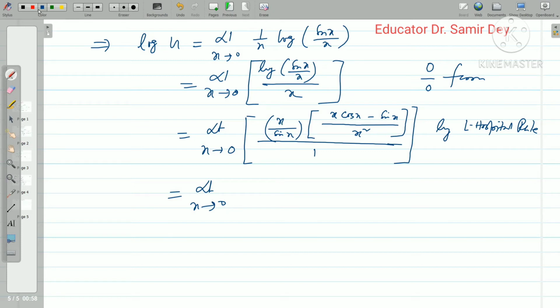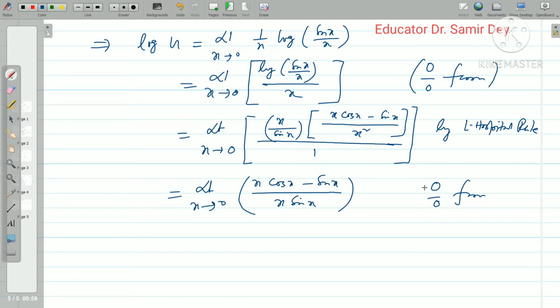here x cancels with x. What you have is x cos x minus sin x by x sin x. Okay, now again if you put x tends to 0, that is 0 minus 0 by 0, so again you have a 0 by 0 form.